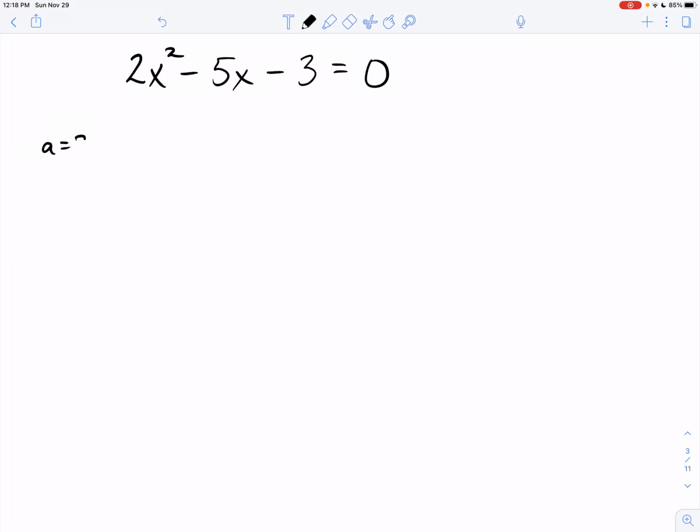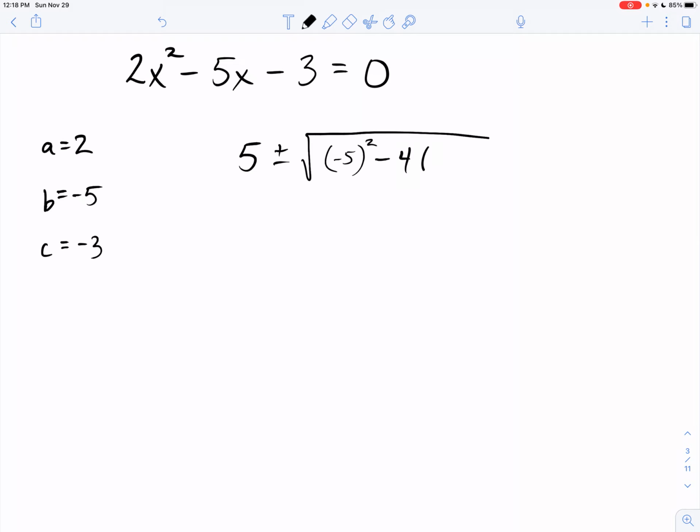A equals 2. See, this time they gave me an A value. B equals negative 5. C equals negative 3. So let's do it, quadratic formula style. I would do negative b, so that's a double negative, plus or minus the square root of b squared. So I'm going to say it once again: don't let your calculator lie to you. You better put it in parentheses if you're going to square a negative.